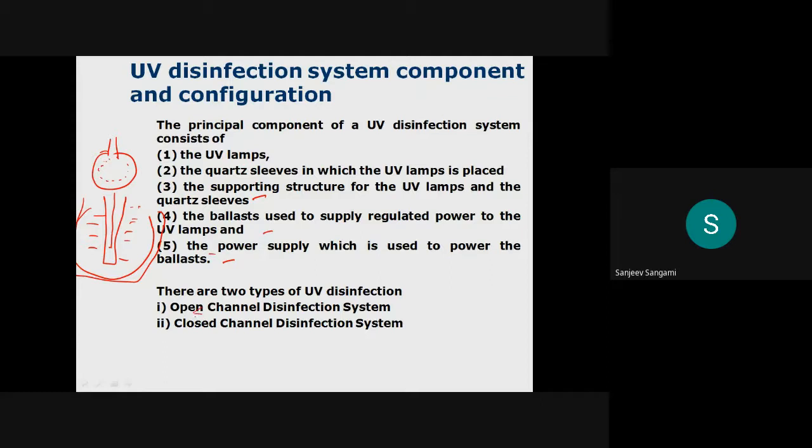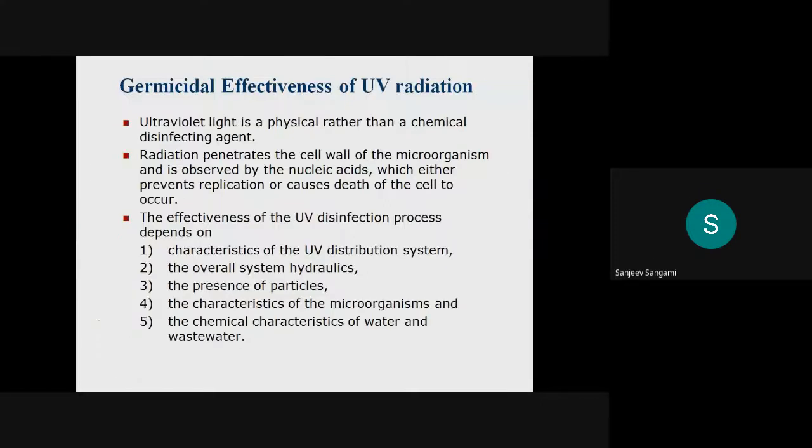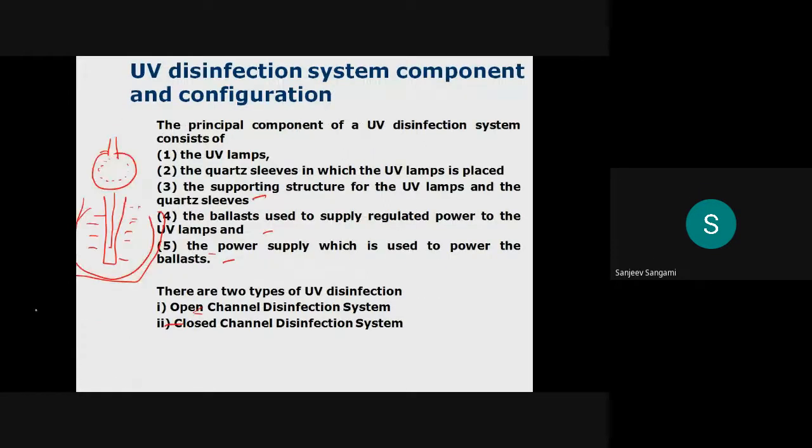Then there are two types of disinfection process: one is the open channel disinfection process and the other is the closed channel disinfection process. Open channel, in the sense, normally one light will be there. The water will always flow from one direction, and the light will always be on. In closed systems, the water is like a batch. There will not be any flowing water.